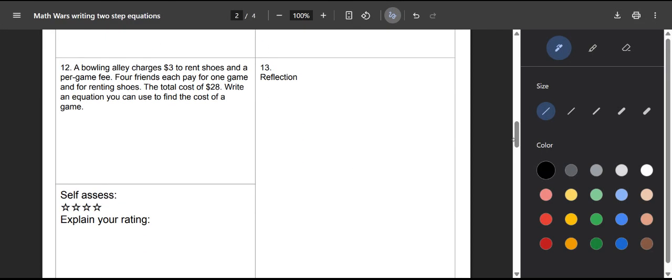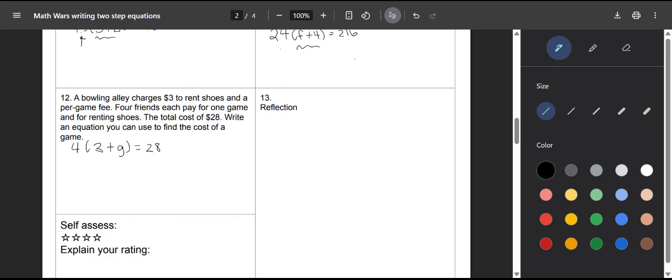Your last problem is a bowling alley charges $3 to rent shoes and a per game fee. So that's my over and over again thing, right? 4 friends each pay for 1 game and for renting shoes. The total cost is $28. Write an equation you can use to find the cost of a game. So think about if they're each paying for 1 game and for renting shoes, what is your group going to look like? How many groups do you need? Pause here, come back in a couple minutes to check your answer.